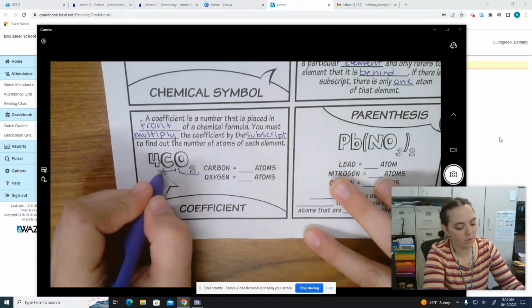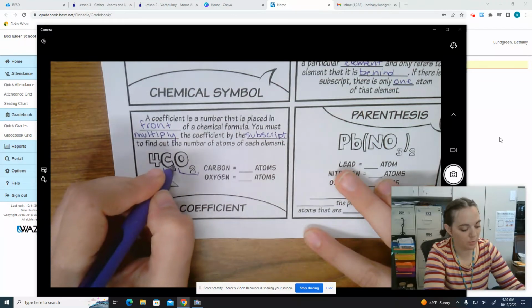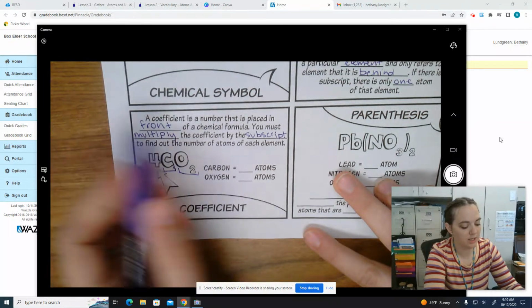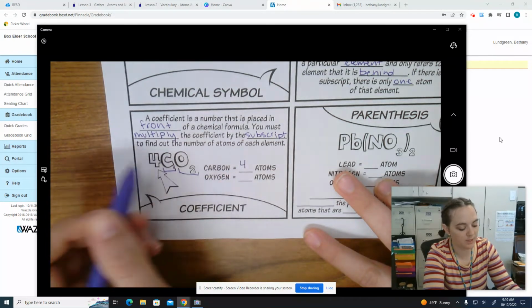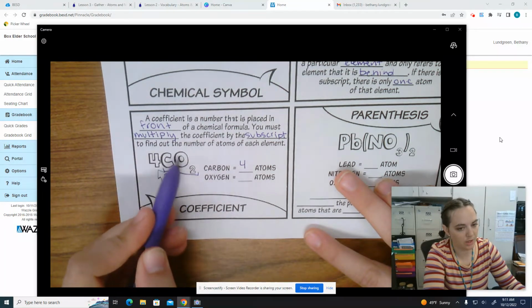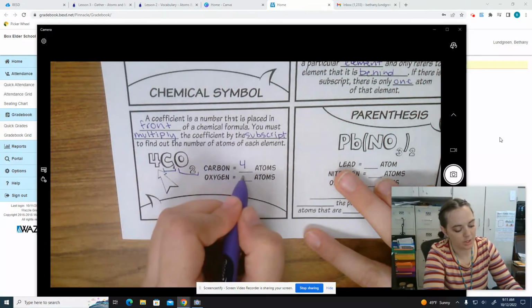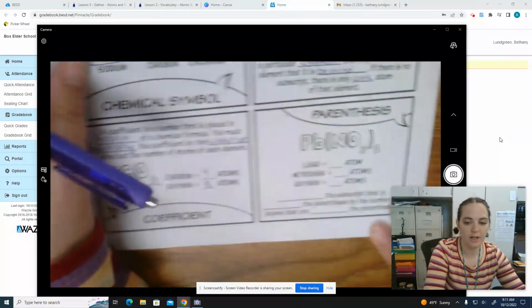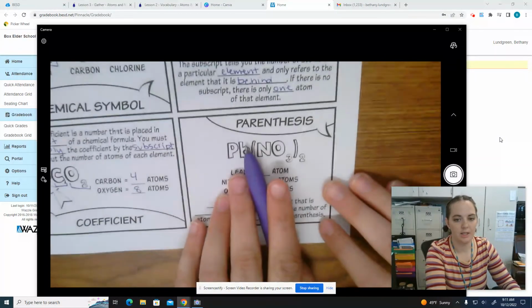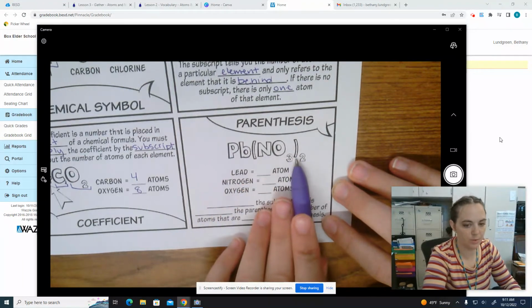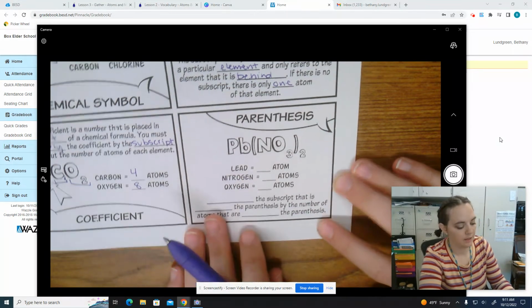So when we multiply 4 times, well, the carbon doesn't have a subscript, but we know it should be 1, because if there's none, it's 1. 4 times 1 is 4, so there are 4 carbon atoms. And then we need 4 of this. Do you see how there's a 2 here? We need to multiply 2 oxygen by 4, which is 8. So that's how you do a coefficient. And the very last one is parentheses. When we have parentheses, it looks like this.